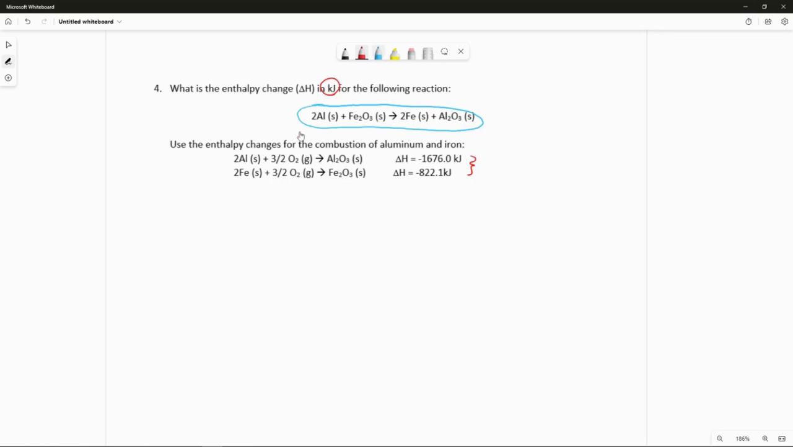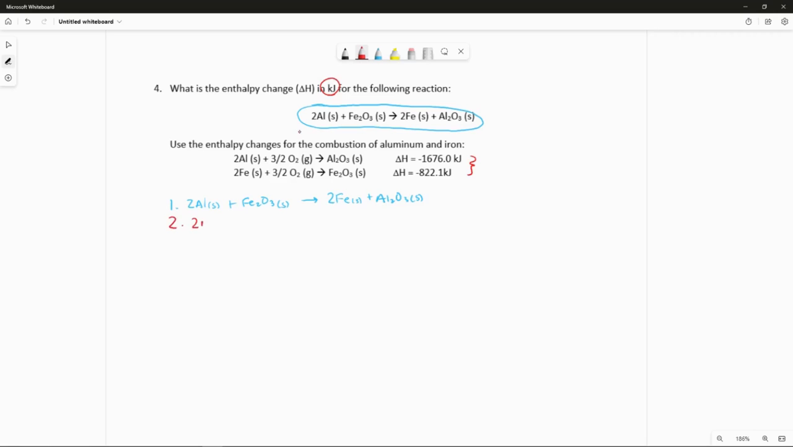All right. So first thing we're going to do is write the base equation in the blue circle down. This is going to be our target equation, and this is what we want to reach. 2Al solid plus Fe2O3 solid, and then the arrow separates our reactants and products. We have 2Fe solid and Al2O3 solid.